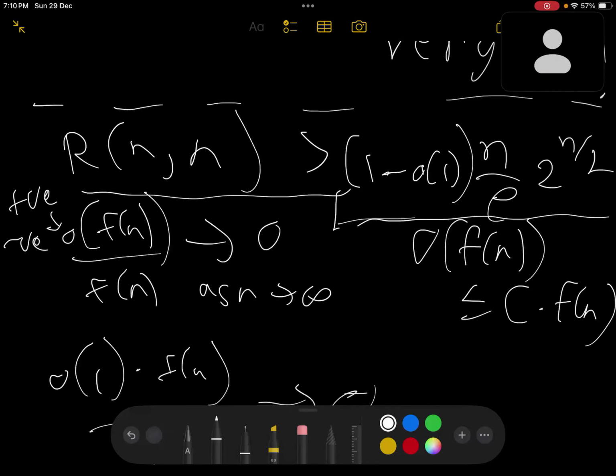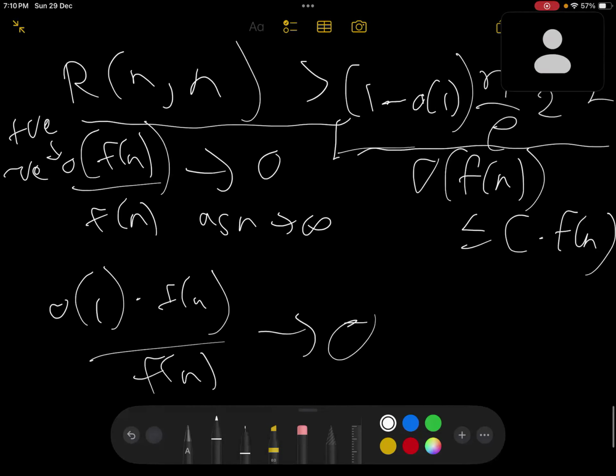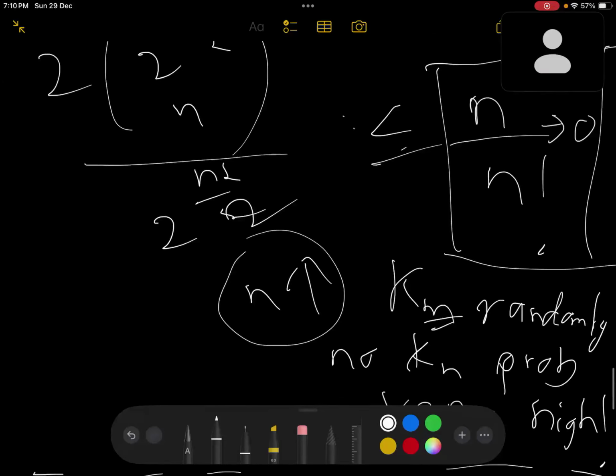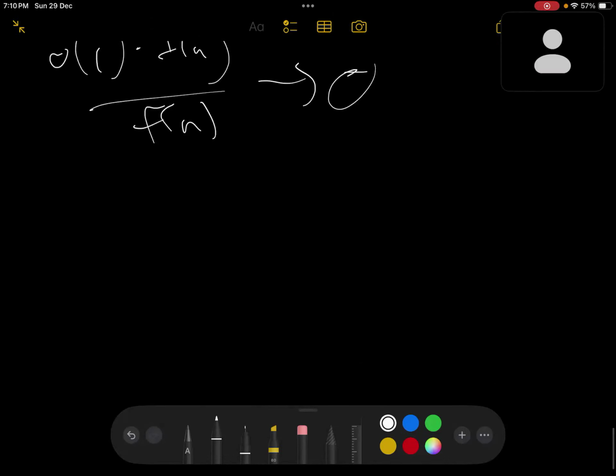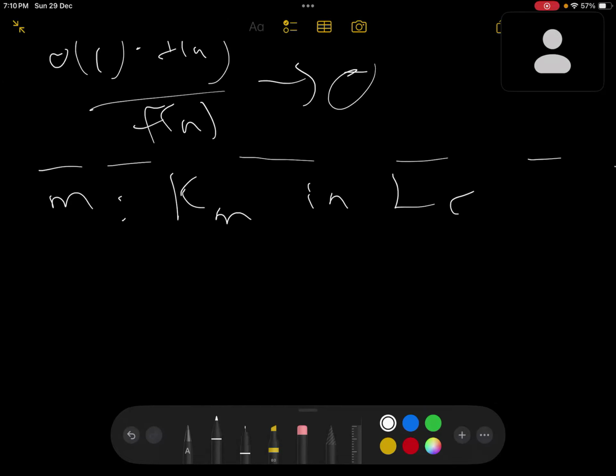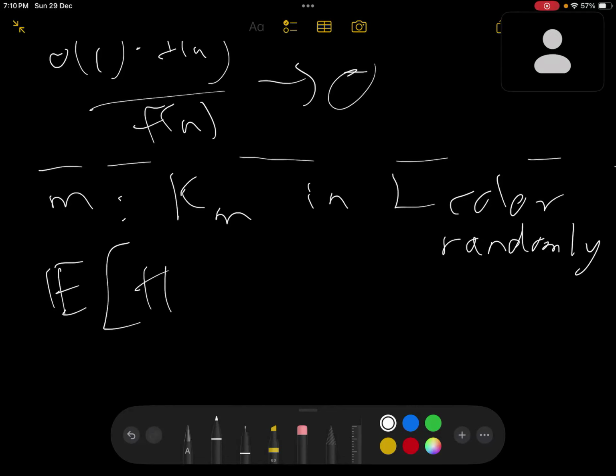So how do we prove this quantity? Just randomly choosing something is clearly not working. It will only give you 2 raised to n by 2. It won't give you anything better. So what we do is, let's say you again choose some m. You again have m, and the coloring is the same as before. Randomly color it. Now instead of asking what's the probability that there is no kn, we'll ask how many kns are there. What is the expected number of kn?